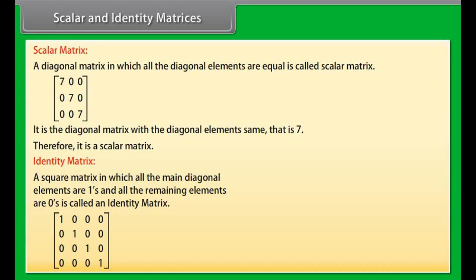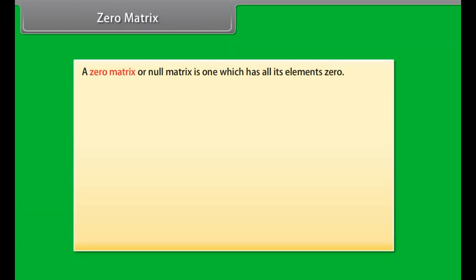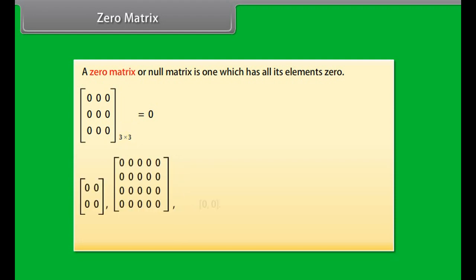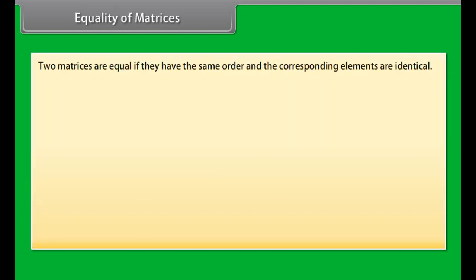Identity matrix. A square matrix in which all the main diagonal elements are 1s and all the remaining elements are zeros is called an identity matrix. Identity matrix is also called a unit matrix or elementary matrix. Identity matrix is denoted with the letter I, n by n, where n by n represents the order of the matrix. Zero matrix.